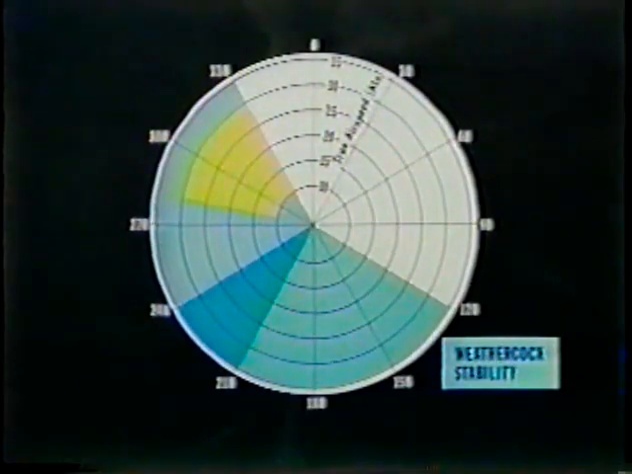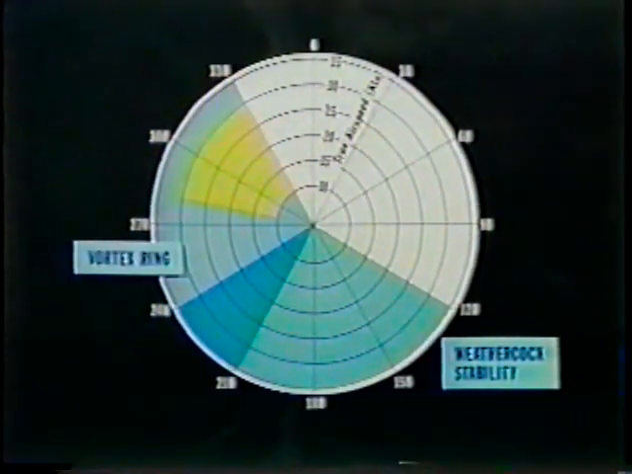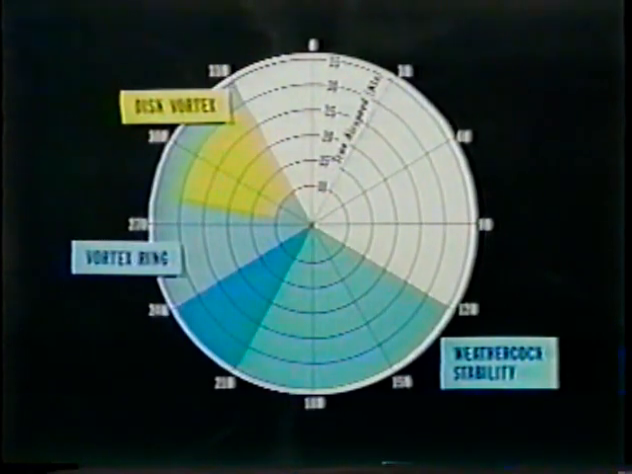They are weathercocking, vortex ring state, disk vortex. We will look at each region individually.